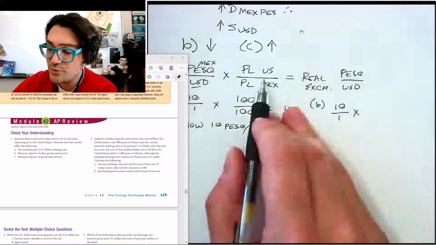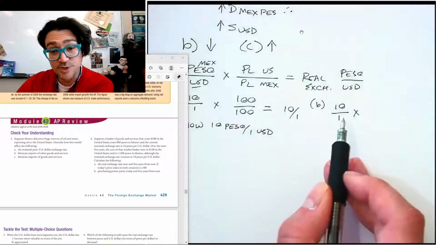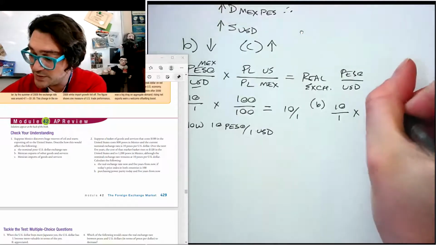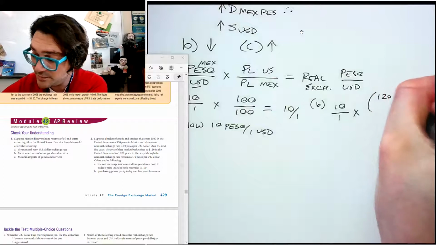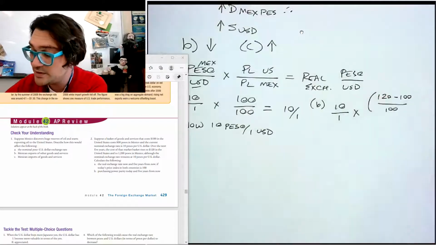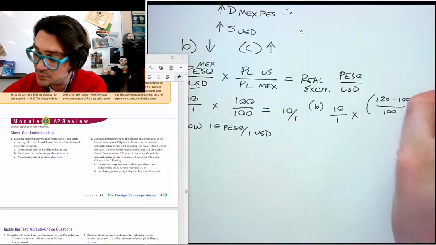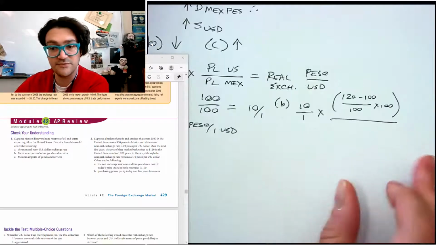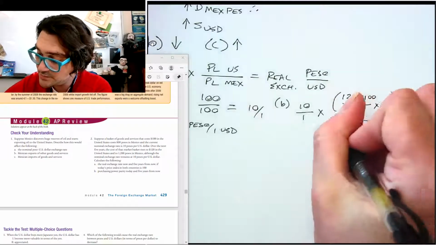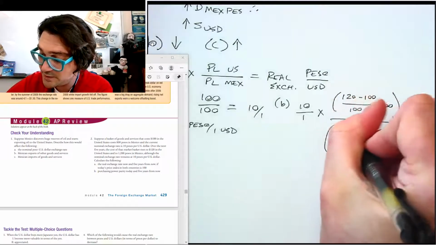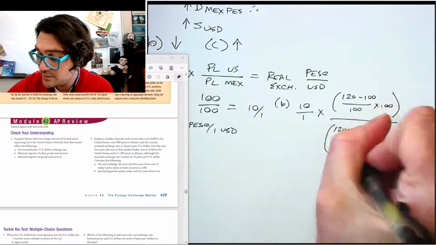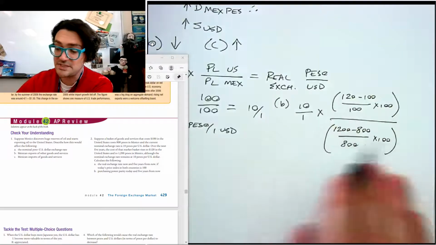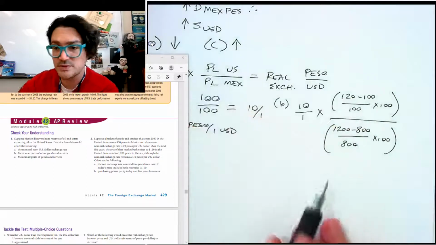Times, and so our new price level in the United States will be 120, because you're going from 100 to 120. Realistically, what we're doing here is 120 minus 100 over 100, times 100. And so that gives us the price level in the United States. For the other one, it's going to be 1,200 minus the 800 over the 800 times 100. And that gives us what the price levels are going to be in those two countries.